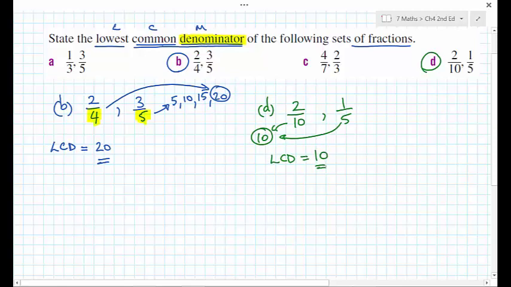It's a number that both 10 and 5 can go into, but the lowest number that both of them can go into. And so in this instance here, I can think of my lowest common multiple as the same as my lowest common denominator in this type of question.